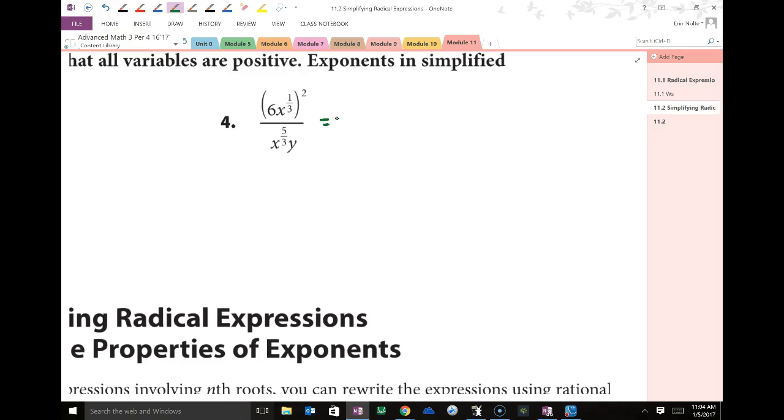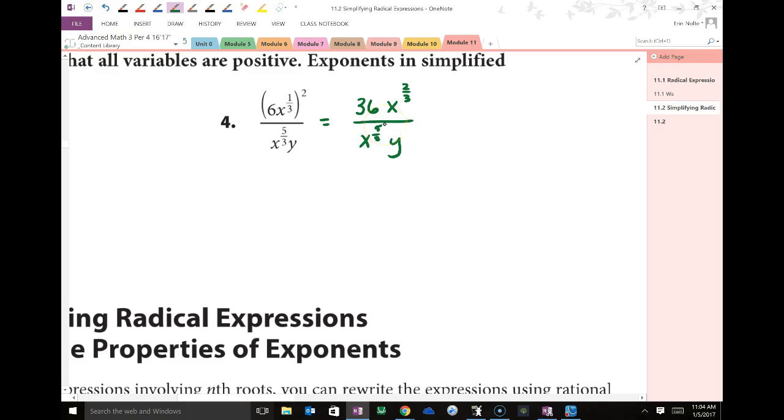So did everybody say that 6 squared is 36? And for my x, I have 1/3 times 2. So what's my x exponent on top? 2/3, good. Okay, the bottom is untouched as of yet.